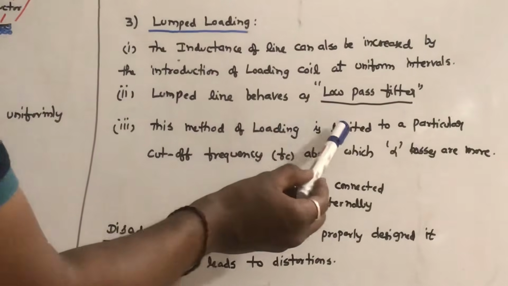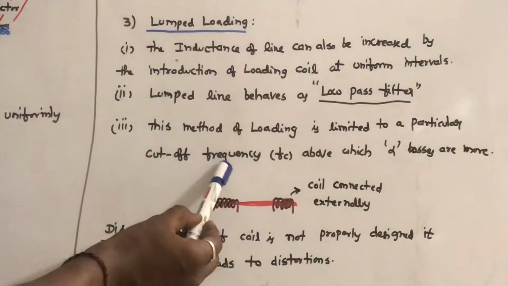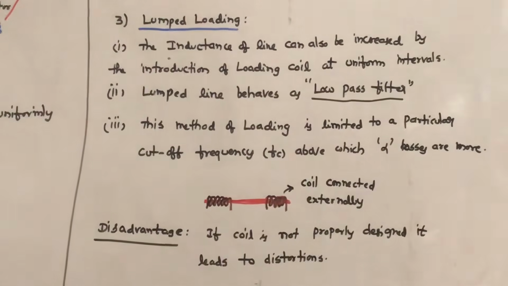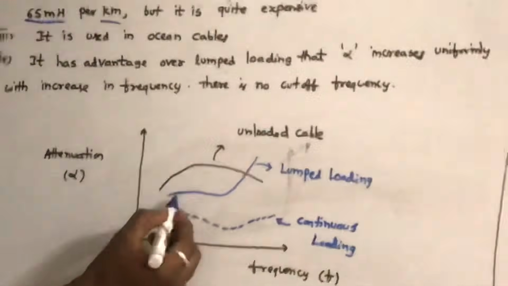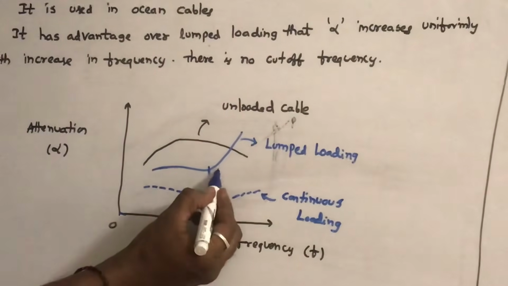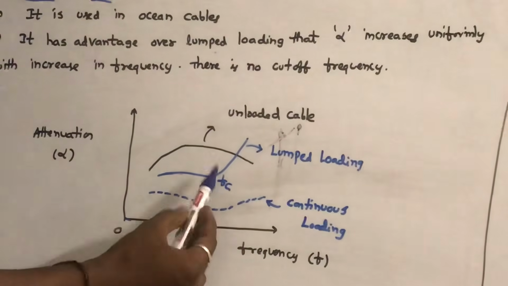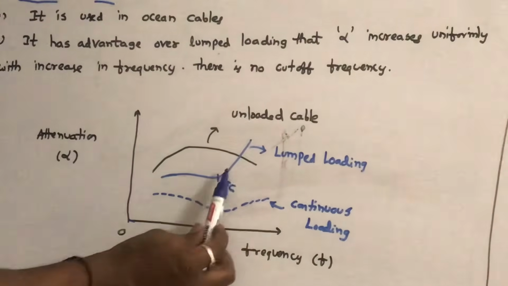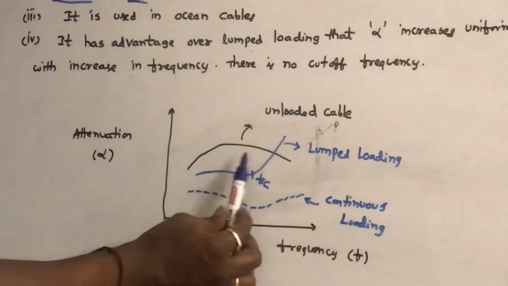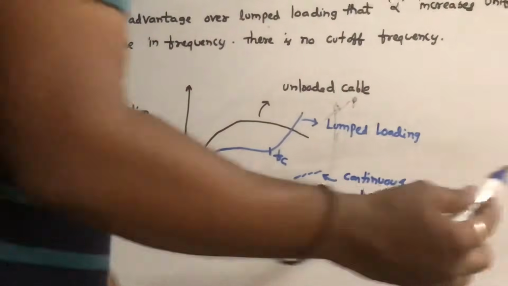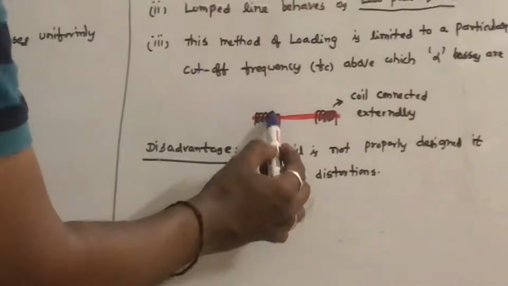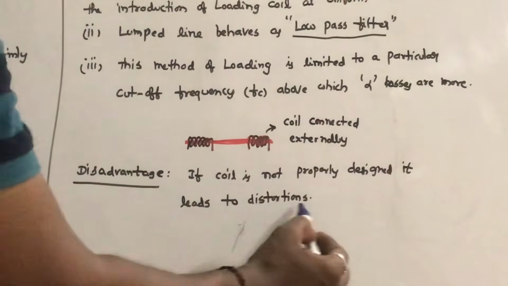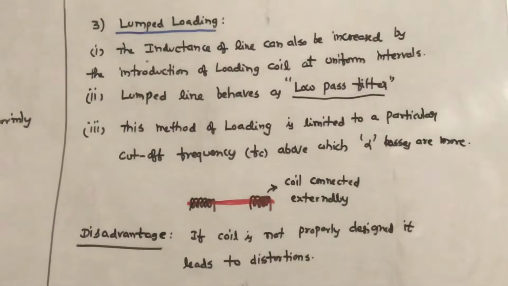This method of loading is limited to a particular cutoff frequency, above which the attenuation losses are more in this cable. You can clearly see that from this graph. The attenuation losses will be very less up to a particular cutoff frequency. Above that cutoff frequency, the attenuation losses will suddenly increase in the cable. That's why it is called a low pass filter. What is the disadvantage? If the coil is not properly designed, distortion losses will occur. So these are the three methods of loading.